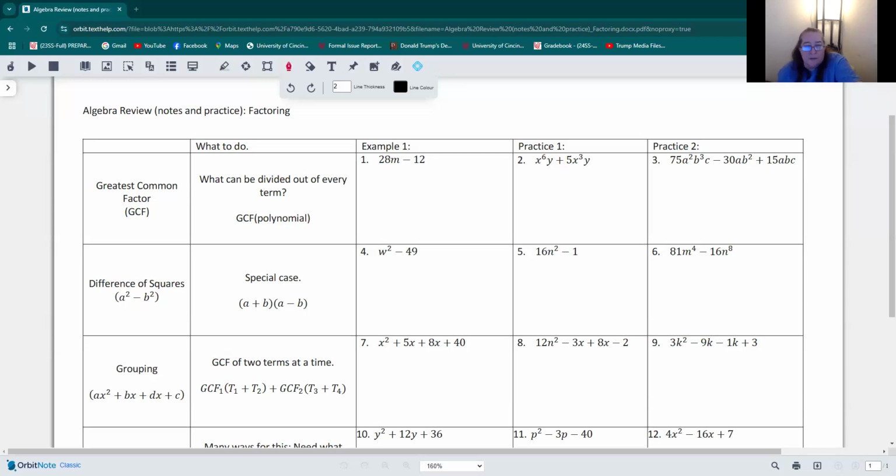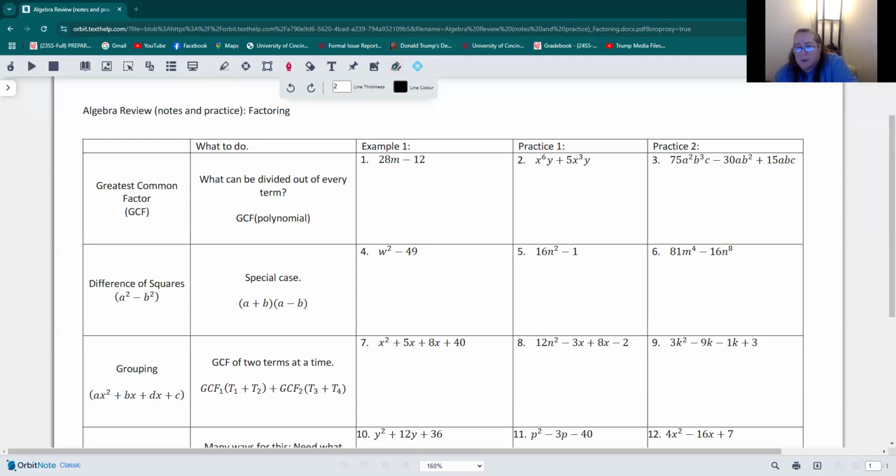So when we're talking about a greatest common factor, which is a GCF, we're saying basically what can we divide out of every term? Our answer is going to have the GCF, what we could divide out, and then the rest of it will be a polynomial, which will have the same number of terms as we started with. So I'm looking at the terms themselves. I have a 28m and a negative 12. I'm looking for what number will go into both 28 and 12. And if they have any letters in common, I want the lowest exponent of them. I want to basically be able to take out as much as possible without taking too much.